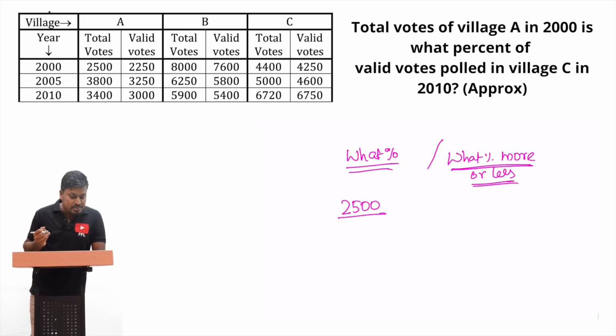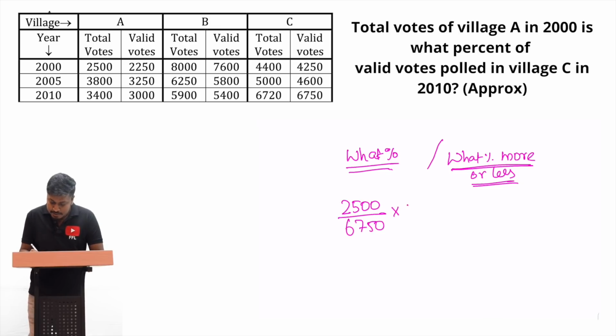Is what percentage of valid votes polled by village C in 2010? Village C 2010 valid votes will be 6750, into 100. The formula is x by y into 100, which is the formula I'm using here. We can cancel 0 and 0 here. I think we can cancel it by the 25 table, so this will be 10 times and this will be 27 times, because 625 is 25 times 25, so we get 675. The resultant will be 1000 divided by 27.